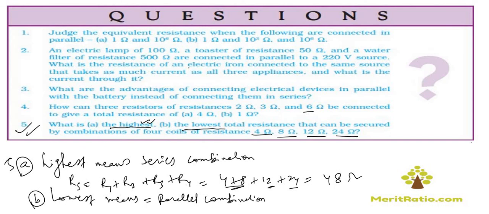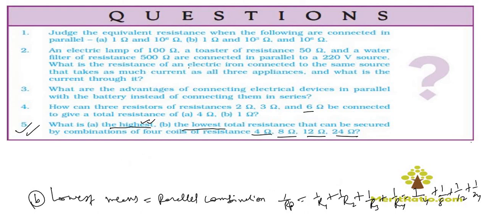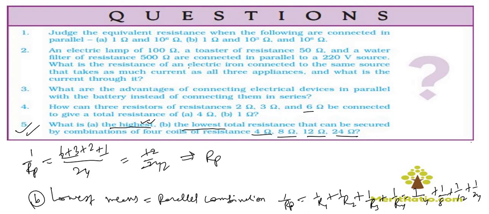So we are required to just calculate this. 1 upon Rp is equal to 1 upon R1 plus 1 upon R2 plus 1 upon R3 plus 1 upon R4. This will become 1 upon 4 plus 1 upon 8 plus 1 upon 12 plus 1 upon 24. So what is the value we are getting? 1 upon Rp is equal to (6 plus 3 plus 2 plus 1) upon 24, that is 12 upon 24. This will give 1 upon 2. So Rp is equal to 2 ohm.